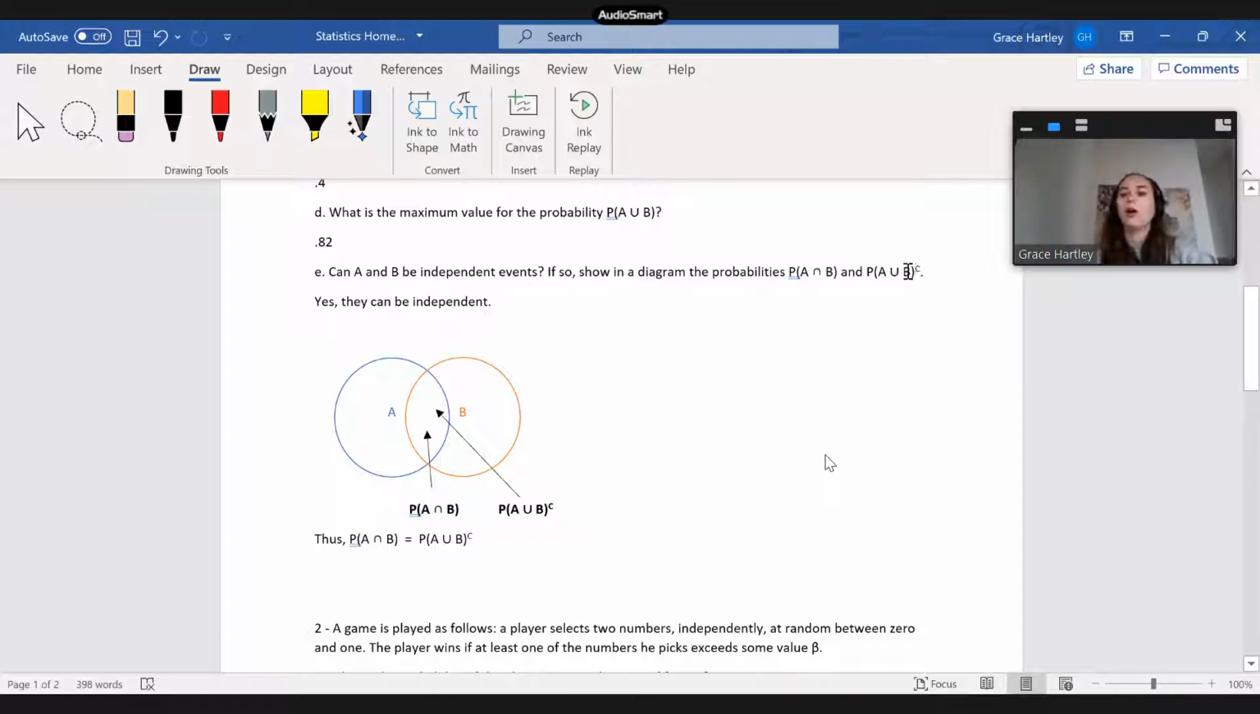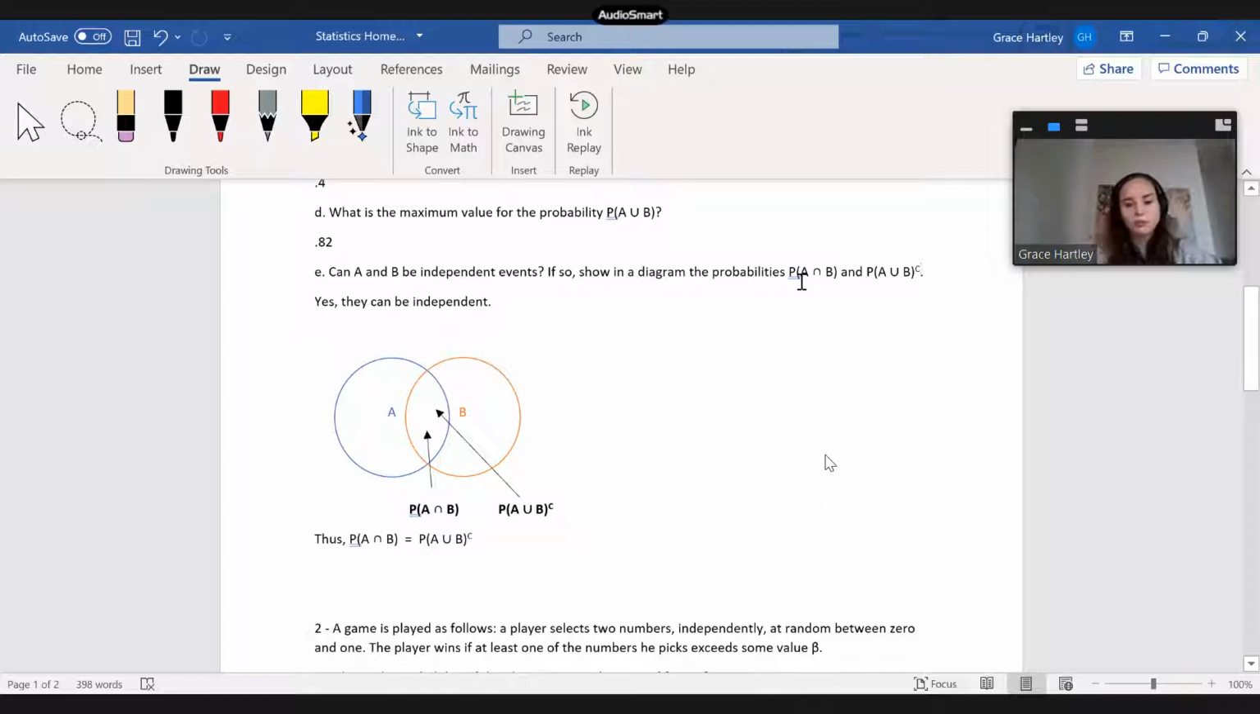Yeah, it's true. So I was thinking P(A), like I was thinking it was the same thing, but I don't know if I'm getting it wrong. Are they asking for the complement? I wasn't 100% sure what the C meant.